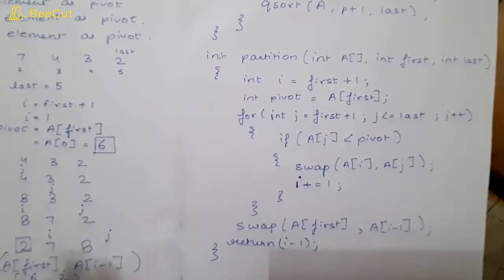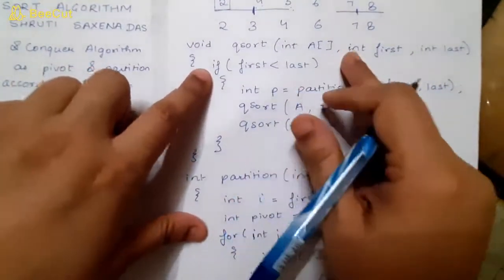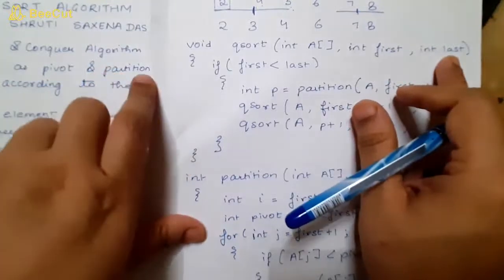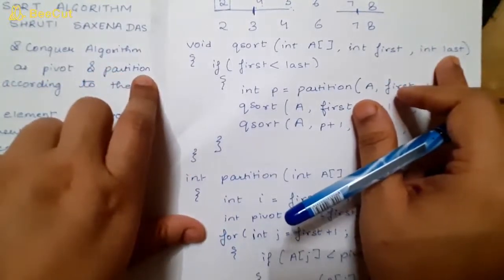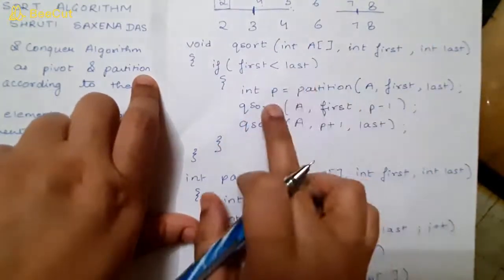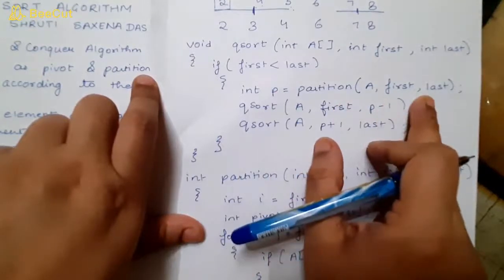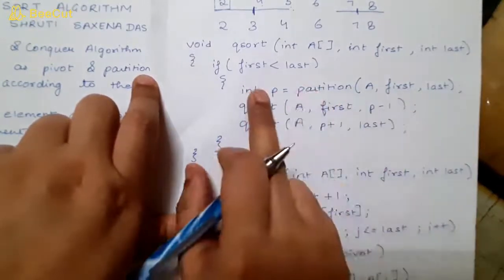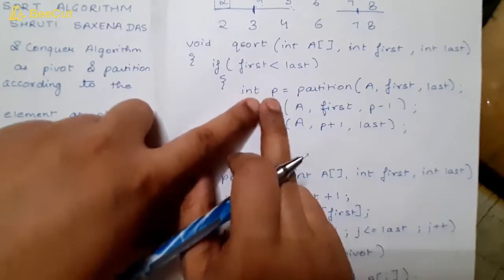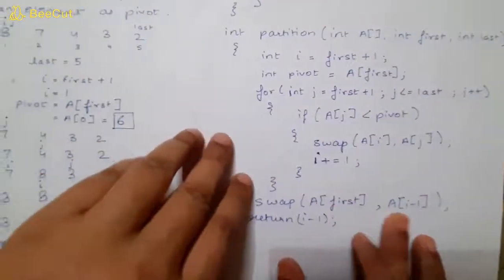See, sorting will start, quick sort will start from here. So here what we are doing, we are taking first as 0, we are taking last as the last index, in our example, last index is 5. So if first is less than last, then what we are doing? We are calling the function partition. We are passing the value of array, first index and last index, and whatever value is returned will be saved in this variable p.